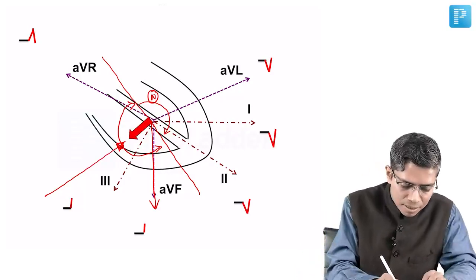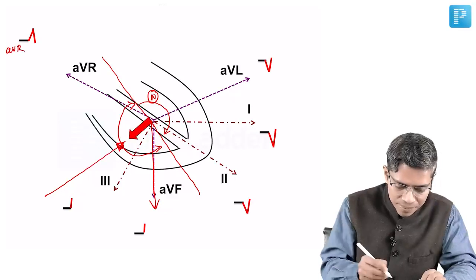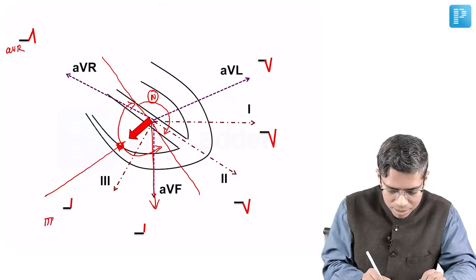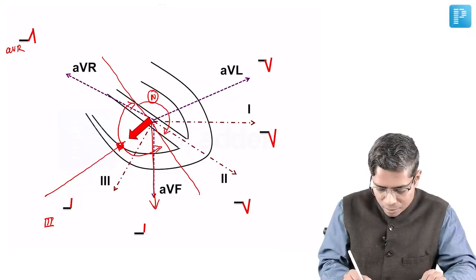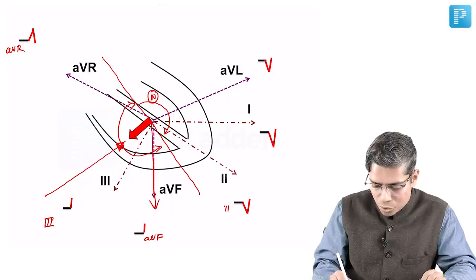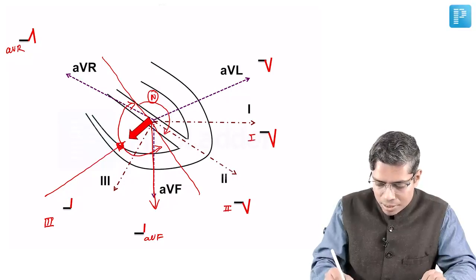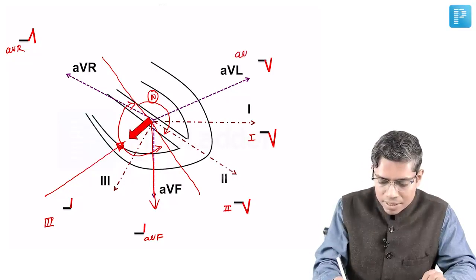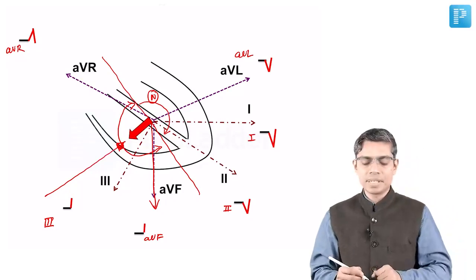So look at here, this is one ECG recording. This is the recording of the AVR, this is the recording of lead 3, this is the recording of the AVF, this is the recording of lead 2, this is lead 1 recording, and this is AVL recording. You are getting here, right?